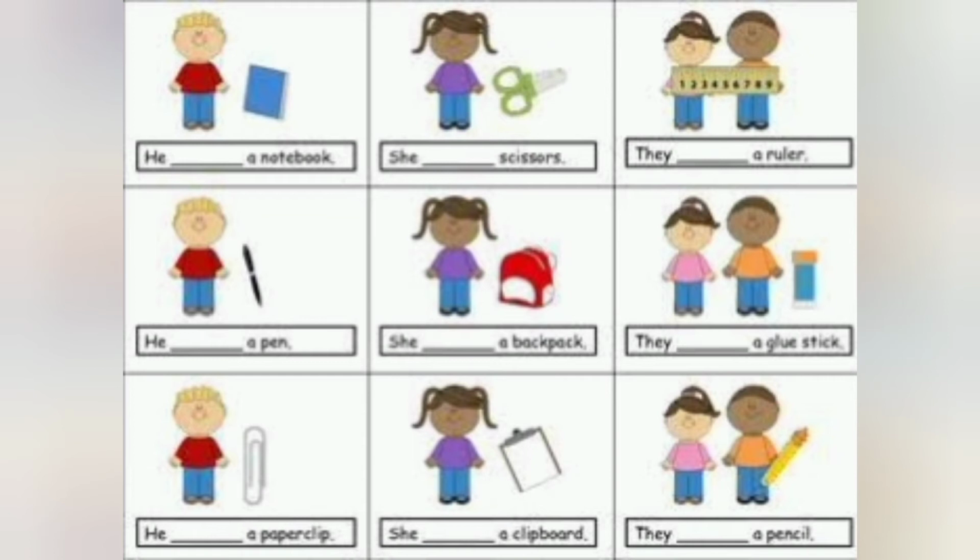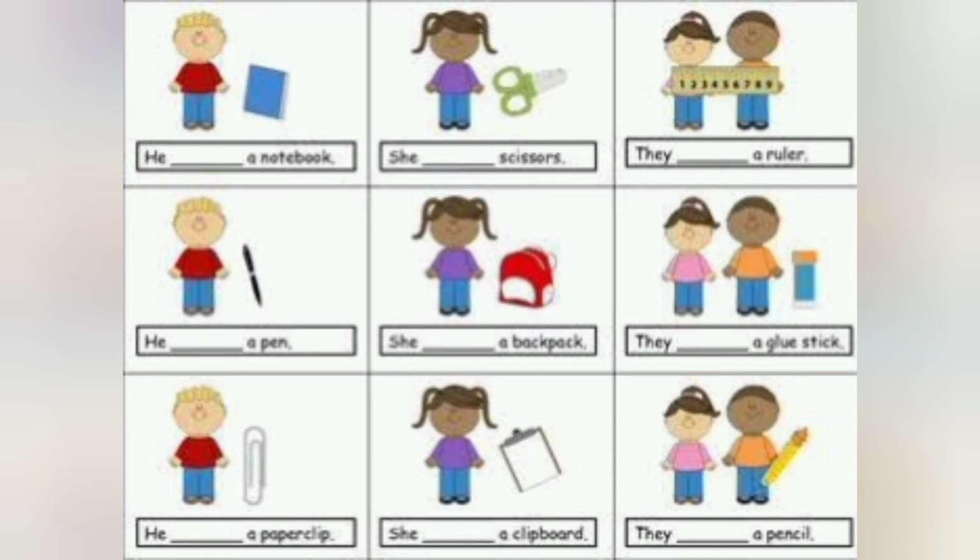How about number two? She blank scissors. So what is your answer? That's correct. She has scissors. How about number three? They blank a ruler. They have a ruler. That's correct. So fourth one. He blank a pen. And that is correct. You are correct again. He has a pen.